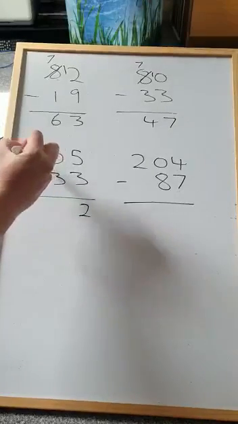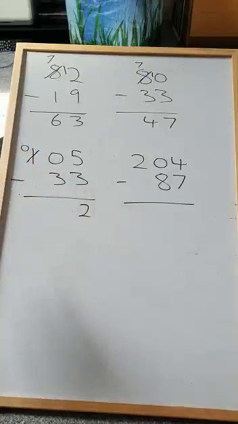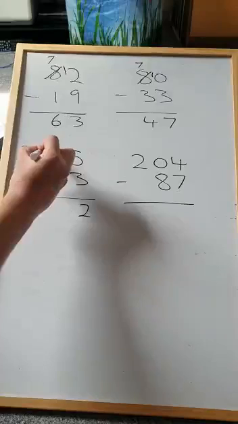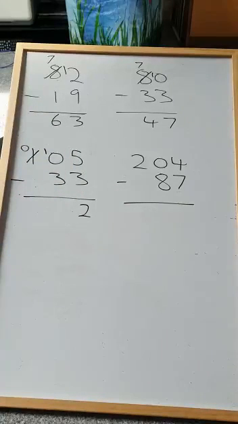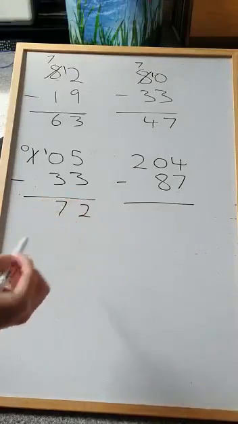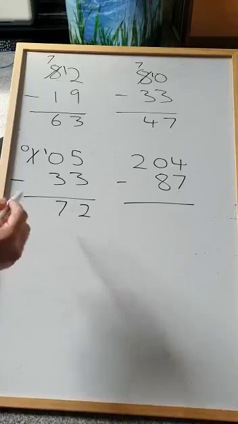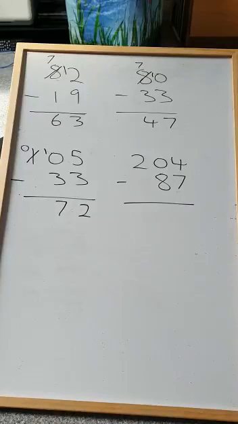So we get rid of the 1, and that becomes 0 because we don't have any other numbers. So we take that over and it becomes a 10. So we've now got 10 take away 3. 10 take away 3 is 7. And we've got a 0 here, so 0 take away 0, it's nothing. We don't need to write that in. So our answer to the question of 105 take away 33 is 72.